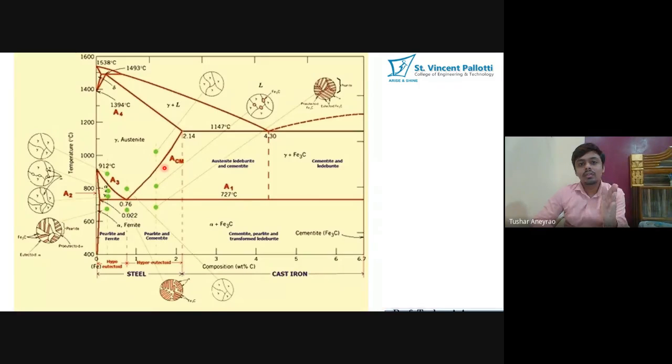So the mixture which has 50% austenite and 50% cementite is what? Our eutectoid mixture, and it is called pearlite. Understood? And this is a new phase. As ledeburite is a new phase here, here also pearlite is the new phase.